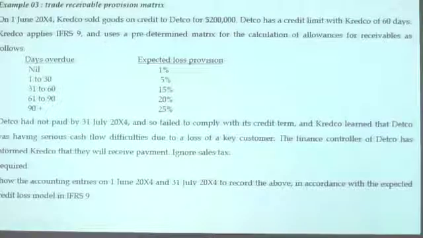This is the sales made. Creditco sold goods on credit to Debtco for 200,000: debit receivable, credit revenue 200,000. That is the first entry, right? Then Debtco has a credit limit with Creditco of 60 days. They are applying IFRS 9 expected credit loss, therefore they will make a provision like this, right?